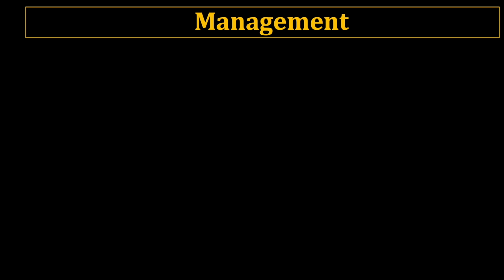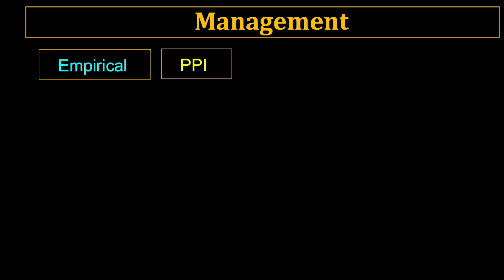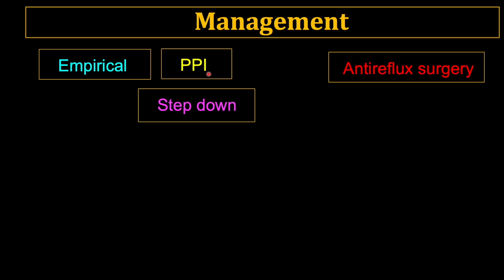The management of GERD depends on the patient's symptoms. Often patients are started on empiric proton pump inhibitor. Proton pump inhibitors are the drug of choice, and patients do well with them. If the patient gets symptomatic relief with proton pump inhibitors, then a gradual step-down approach is taken, where the dose of proton pump inhibitor is gradually tapered to the minimum and then withdrawn. If the patient fails medical management, then surgical approaches are adopted.